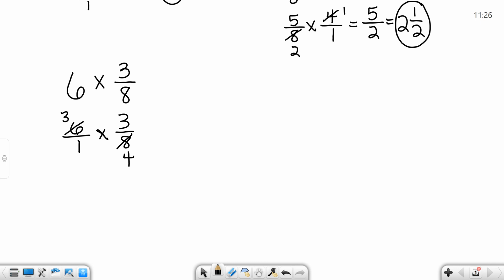Oh, my numbers are disappearing. 3 times 3 is 9. 1 times 4 is 4. Again, we have an improper fraction. I want to remind you how I showed you how to explain changing this to a mixed number. 9/4 is equivalent to 2 1/4, but if you were trying to explain to your students why, you could show them.